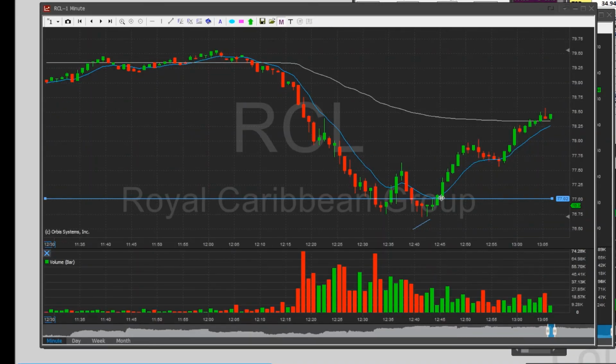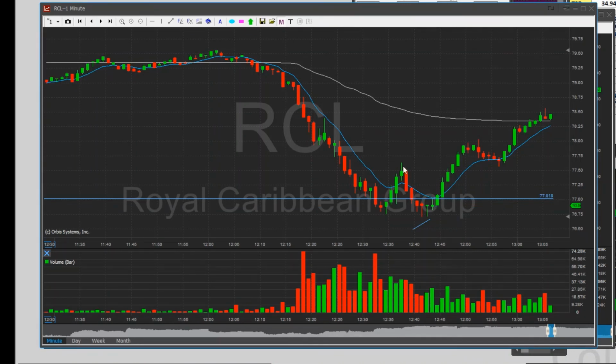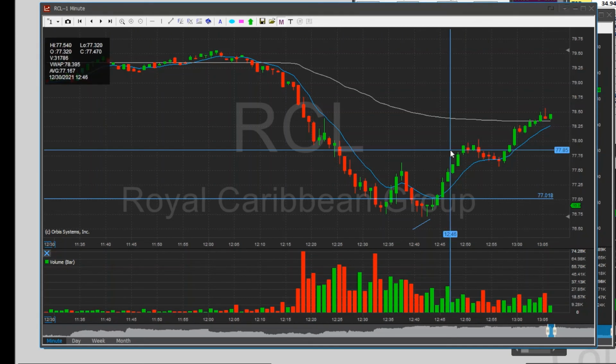Falling knife is one of the strategies that's a little bit more advanced, that you actually can take advantage of a situation that happened and make a nice profit.